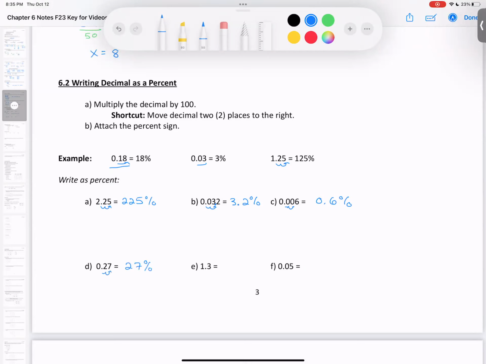Careful with this 1.3, we've got to move that decimal place 2 over to the right. So we're going to have to add a 0 there. So that's going to become 130%. Anytime you have a number greater than 1, it's going to be over 100%. And this last 1.05 then would become 105%.